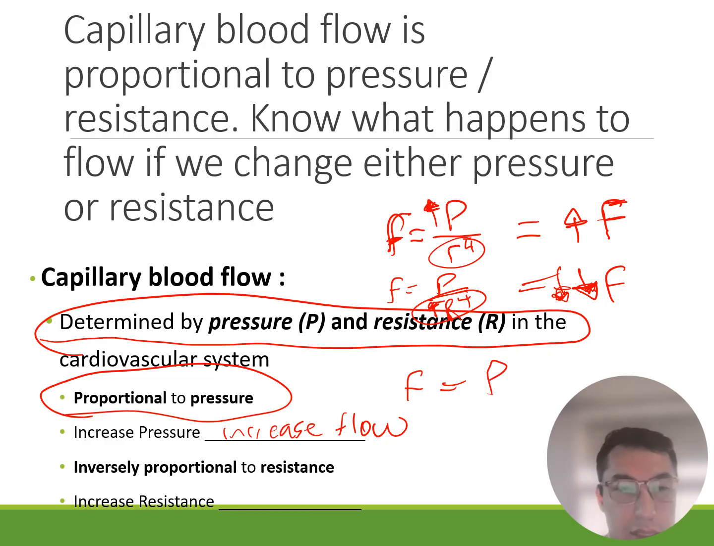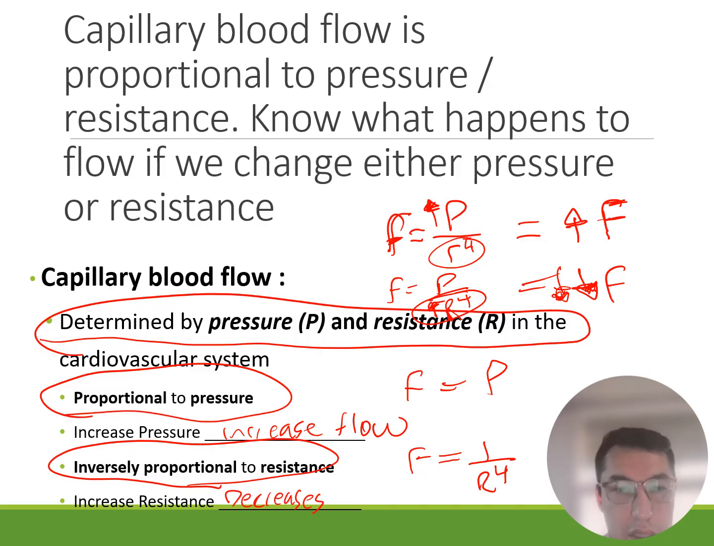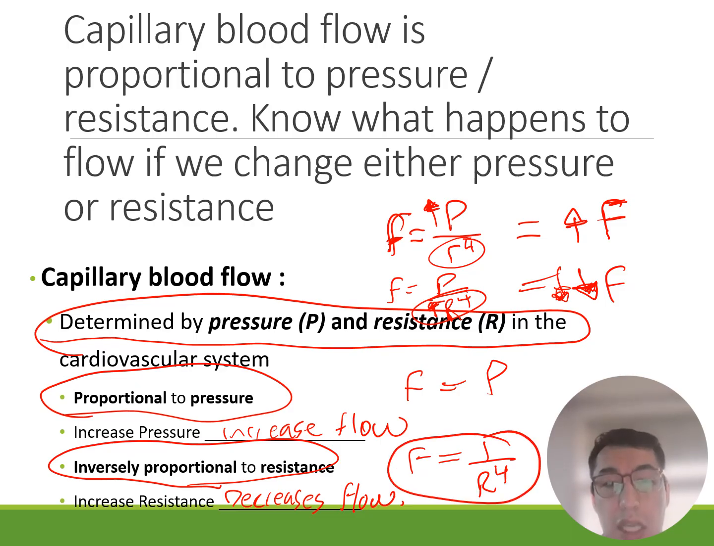Now resistance: flow is inversely proportional to resistance. All right, and that decreases flow. Increasing resistance decreases flow. So although flow is proportional to pressure, resistance is the big game changer here because it is to the fourth power. So changes in that vessel lumen are going to significantly decrease or increase flow to where you want it to be. All right.